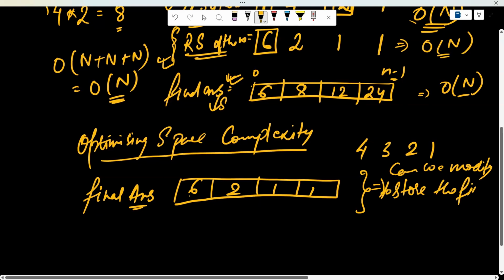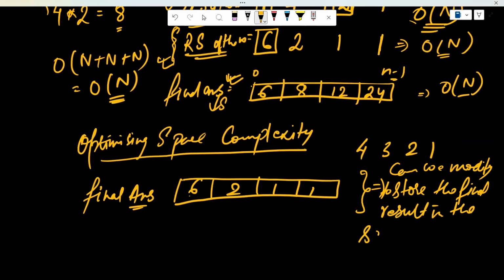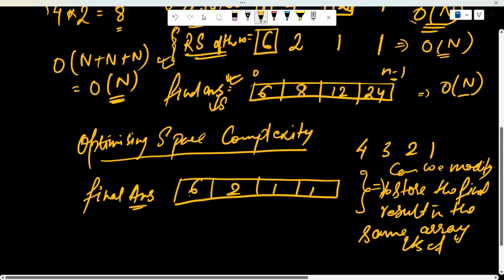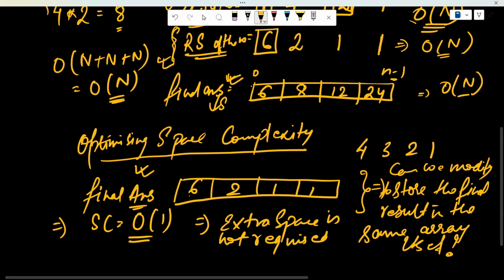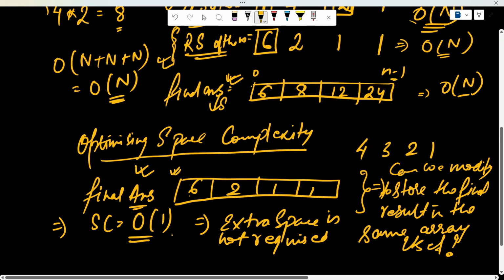Store the final result in the same array itself. If we can do so, can we say our space complexity will be big O of 1? Because we are not taking any extra space. Extra space is not required, right? If we are able to do so, because anyway this final answer we need, because the question itself demands that we have to return an array, so this will not be included in the space complexity.